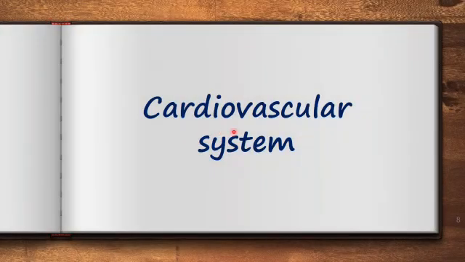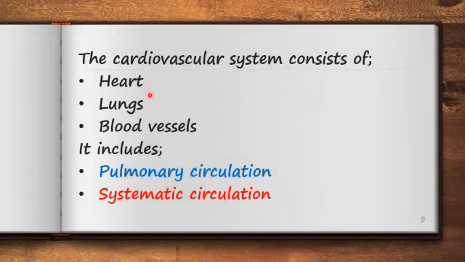Talking about the cardiovascular system, which includes the heart, the main organ. It consists of the heart, lungs, and blood vessels. And do you know that the cardiovascular system consists of two types of circulation, which include the pulmonary circulation and systemic circulation?